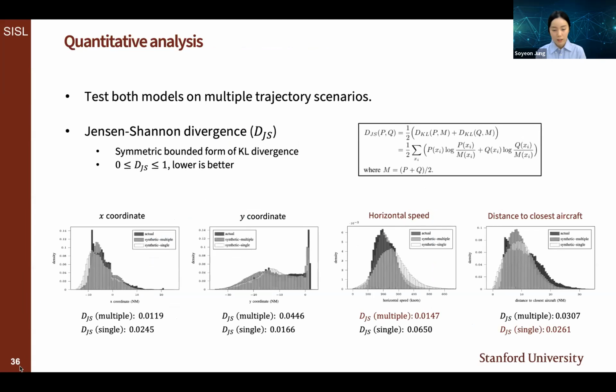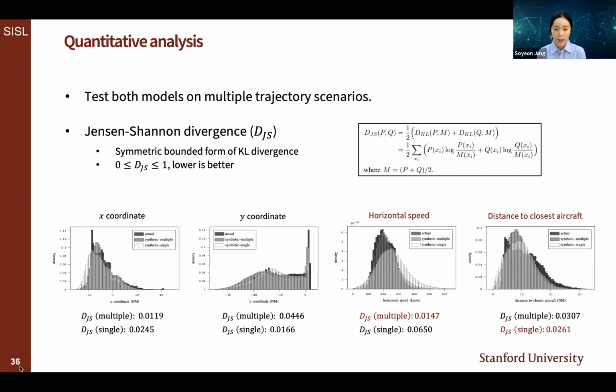For a quantitative analysis, we tested both models on multiple trajectory scenarios. We used the Jensen-Shannon divergence score, which is a symmetric bounded form of KL divergence. The graphs show the empirical distributions of the XY position coordinates, horizontal speed, and distance to the closest aircraft for the actual data set and 2 synthetic data sets generated from each model.